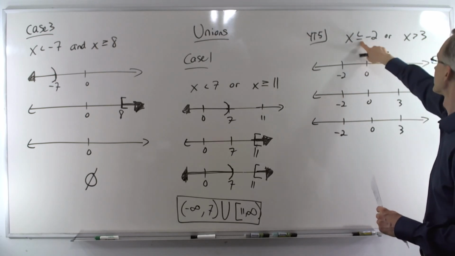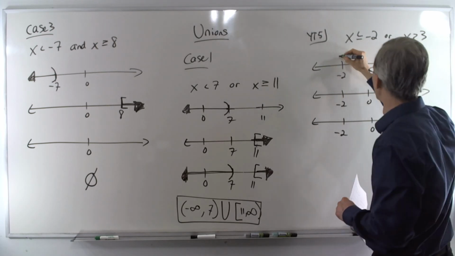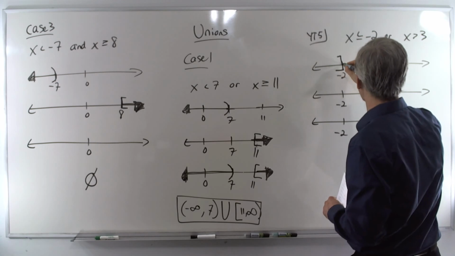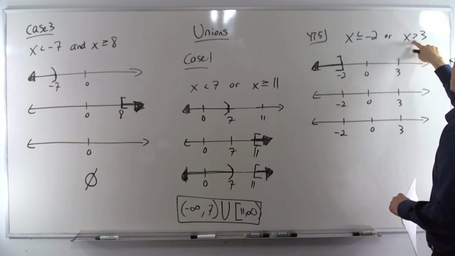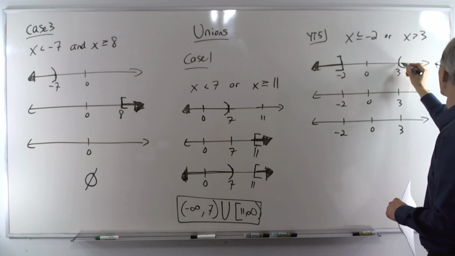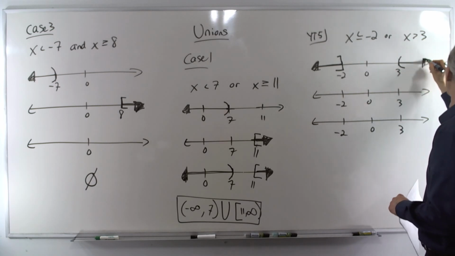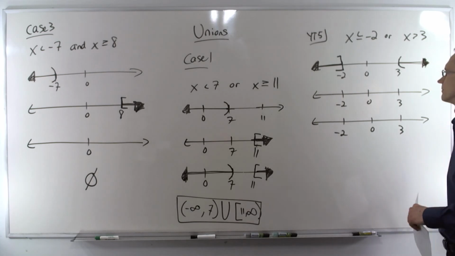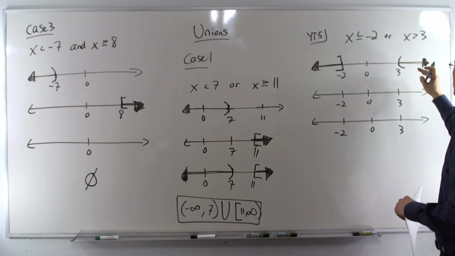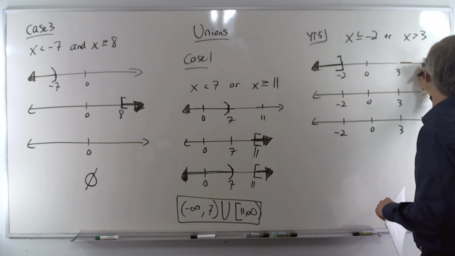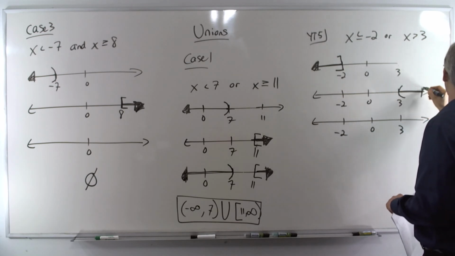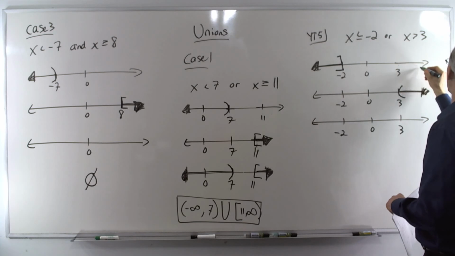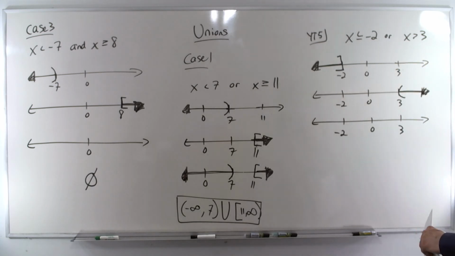First graph, x is less than or equal to -2. So bracket for less than or equal to, and all the way to the left. X is greater than 3, so a parenthesis for strictly greater than, and all the way to the right. Oh darn, I did it again. There we go. Okay, so there's our two graphs.